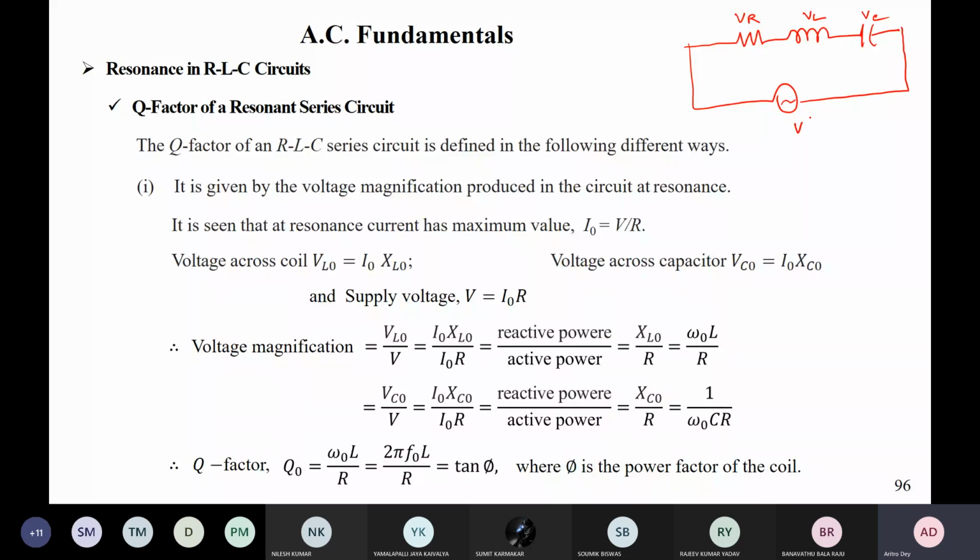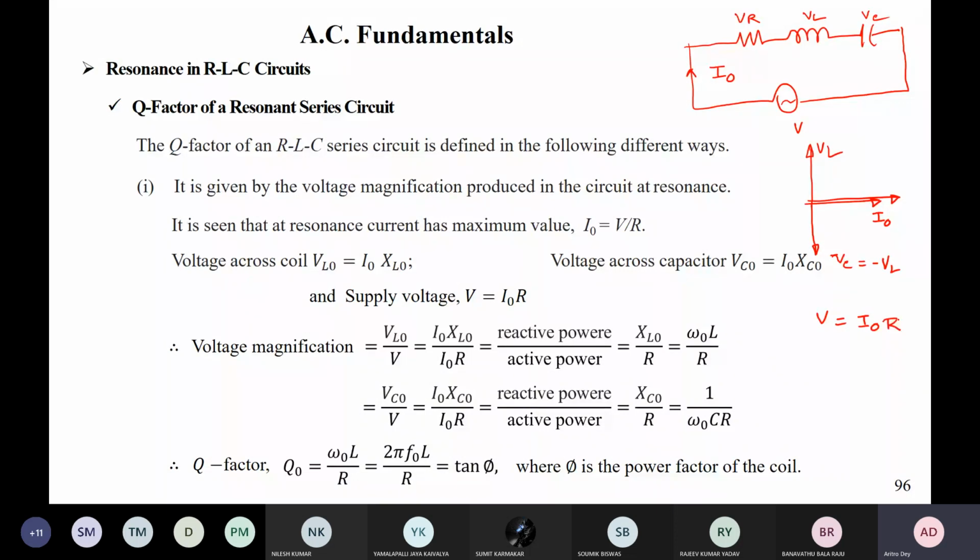So V is equal to what? During resonance, when I0 current is flowing through it, V you are applying, and your current is in phase with V, right? Because it is purely resistive during the series resonance, because VL is equal and opposite to VC. So VC is equal to minus VL. Then what does it mean? The input voltage or the supply voltage is equal to I0 into R.